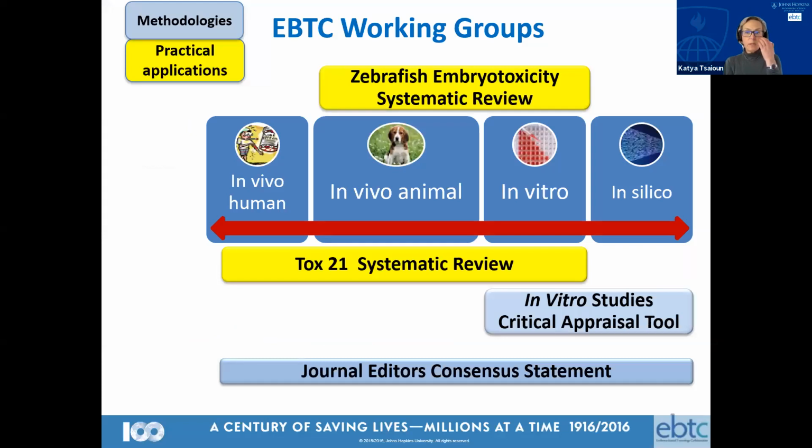So the EBTC work is organized in 2 buckets. It's the methodologies and practical applications. The practical applications are systematic reviews that we're conducting and supervising. And we also work on methodological issues of applying systematic reviews to the field of toxicology.